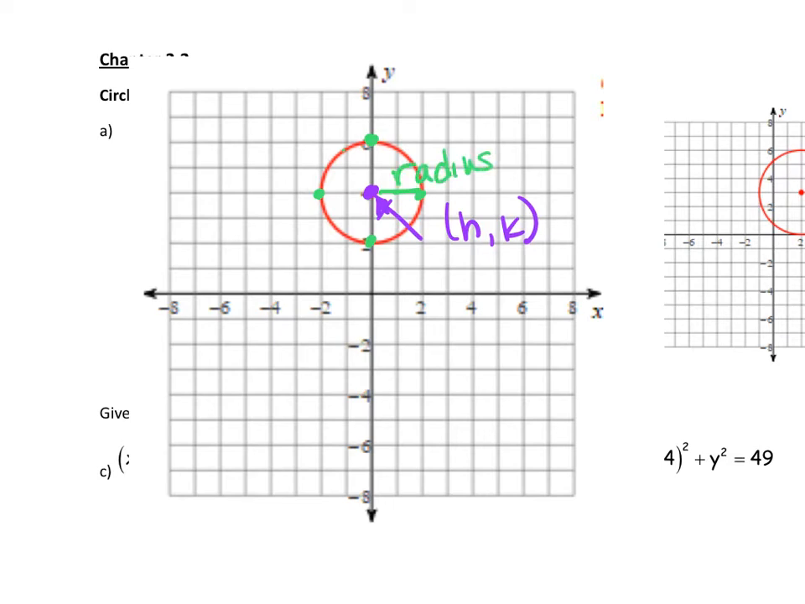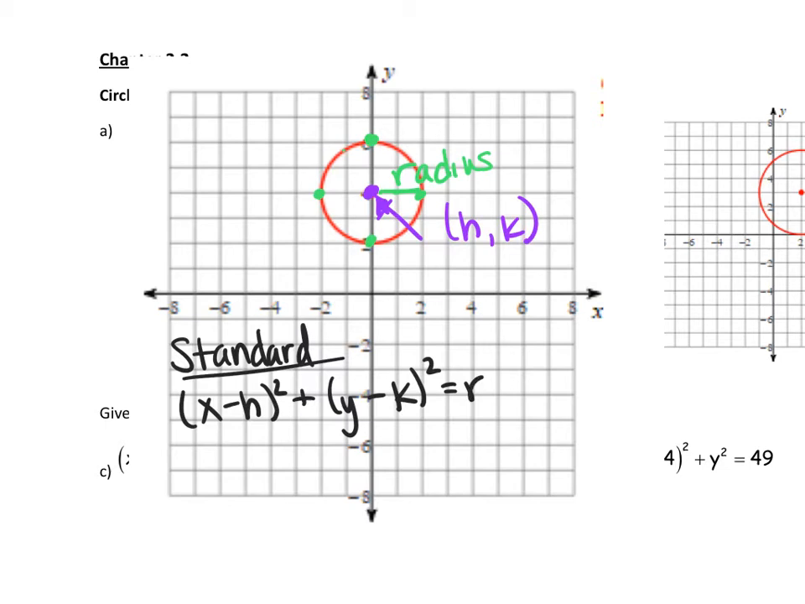So we're going to be able to find the radius and the center of a circle and then write it in two different forms. The first is what we call our standard form, which helps us easily identify the center of the circle. Standard form looks like this: x minus h squared plus y minus k squared equals r squared. Notice from this form we can identify the center at HK and the radius at r squared.